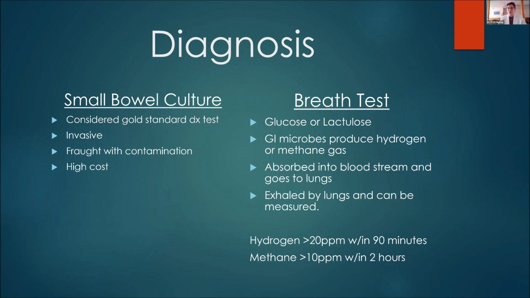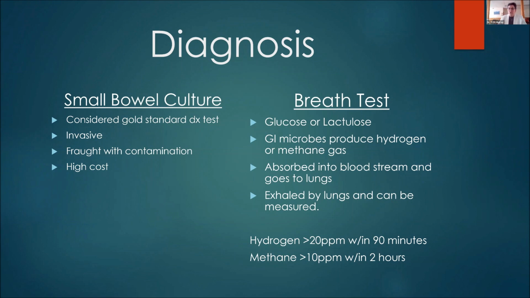So if someone does the SIBO breath test and they breathe off hydrogen at greater than 20 parts per million within 90 minutes of doing this test, and you would breathe into something every half hour or so, every 20 minutes or so, over a two and a half hour time period. And they measure the level coming out of the breath at every measurement, and then you can track it.